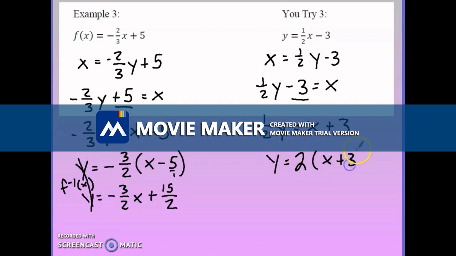plus 3. So if that answer is not right, then you could distribute and get 2x plus 6 for either of them. And then remember, you can change it to the inverse, or negative 1, the inverse function instead of y.